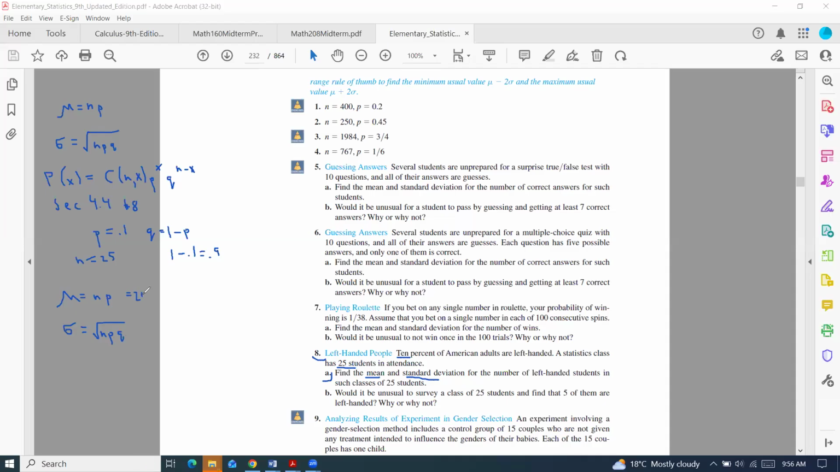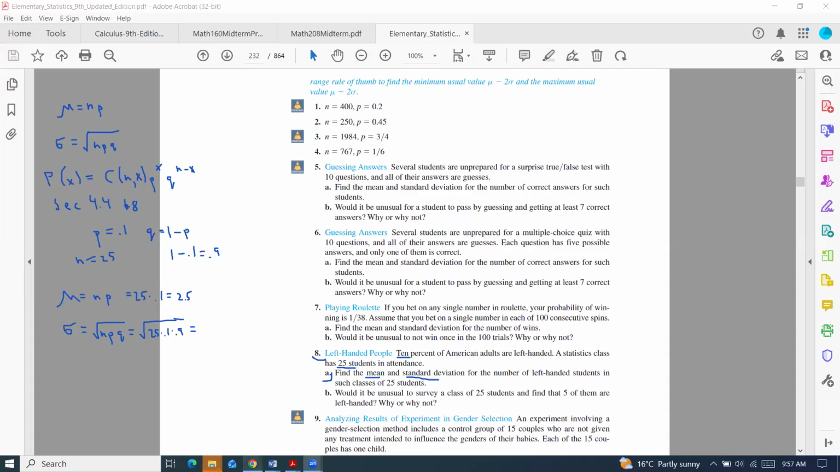25 for n, multiplied by 0.1, 10% for p, so that's 2.5. And you say 2.5 left-handed? Well, realistically between 2 and 3, but it may be a little bit less or a little bit more, depending on the level of standard deviation. So since I already have q found, I'm going to multiply it and then put it inside the square root, right?